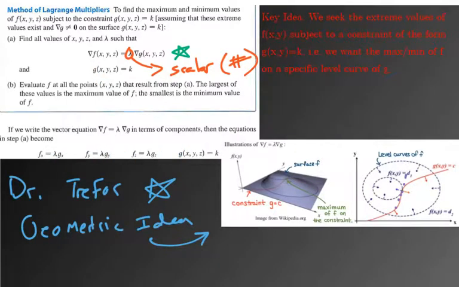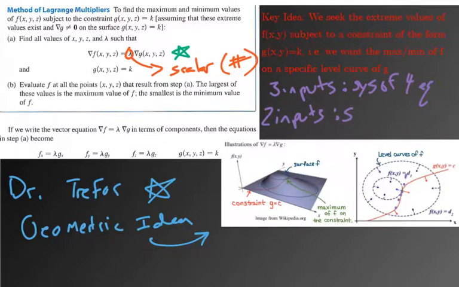Maybe that's good to write down. So for three inputs, you are going to have a system of four equations in four unknowns, and lambda is one of the unknowns here. And if you have two inputs, you basically would be solving a system of three equations. These problems can get pretty big because systems of equations definitely take a while to solve.